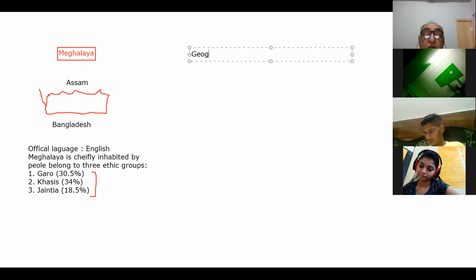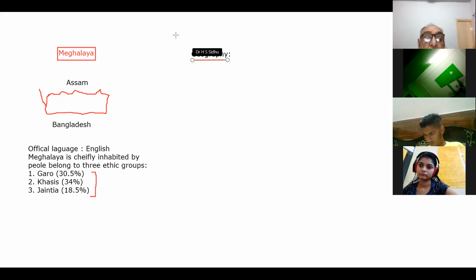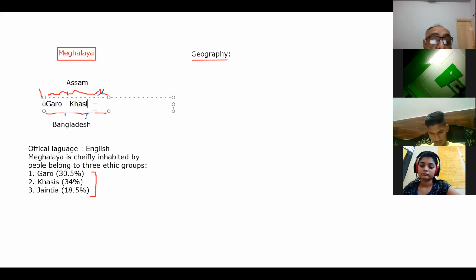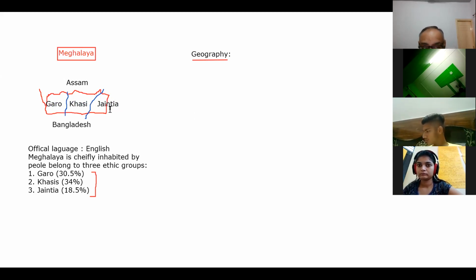Okay, so now we will come to the geography of the state, as we discussed in the previous lecture about Manipur also. I think that is more useful for you. Basically the state can be divided into three broad regions. One region is the Garo Hills region, another is the Khasi Hills region, and the third is the Jaintia Hill region.